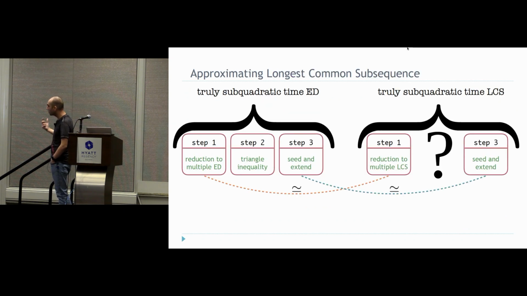All right, now going to our algorithm. This is inspired by the same framework. We have 3 steps. 2 of the steps are exactly the same, step 1 and step 3. The only step which is different is step 2, because they use triangle inequality to improve the runtime. We don't have that for LCS.